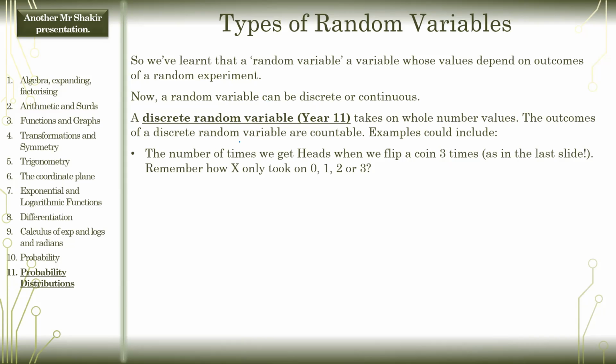Anyway, the number of times we get heads when we flip a coin is a discrete random variable. The number of children in a family. Can you have 1.5 children? No. The number of children in a family, it's 1 child, 2 children, 3 children, it's going to be a whole number value.